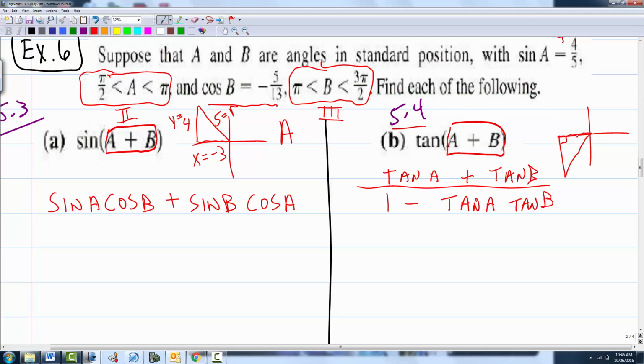All right, then what? Negative 5, 13. Anyone know what the other side is? We mentioned it today. 12. Hey, and if you don't know it, do your Pythagorean theorem. I'm not here for that anymore. What a mean guy. Okay, so now this one.